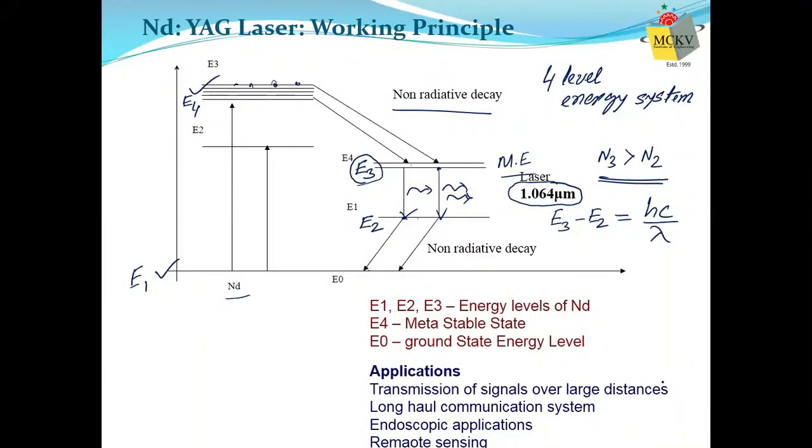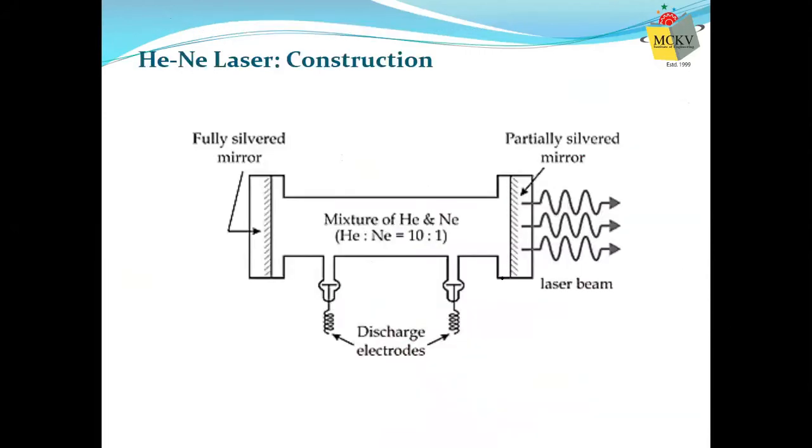Now we will discuss gas lasers. There are two types of lasers that we are going to discuss, and we have discussed two types of solid state lasers, one the Ruby laser and ND-YAG laser. Then when we talk about gas laser, we will again discuss two lasers, helium neon laser and carbon dioxide laser.